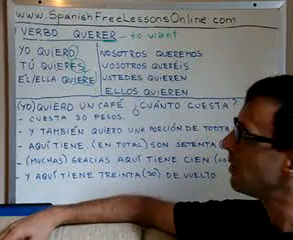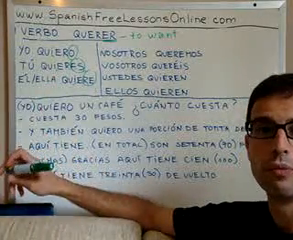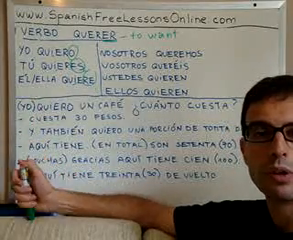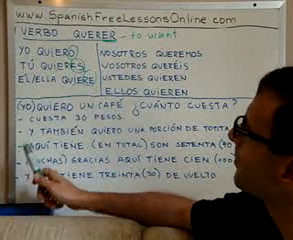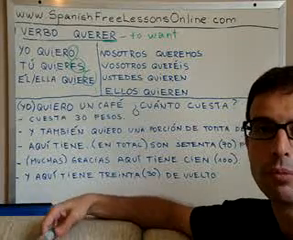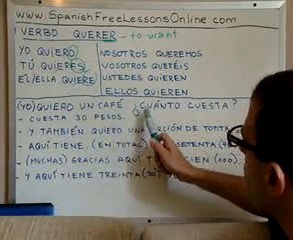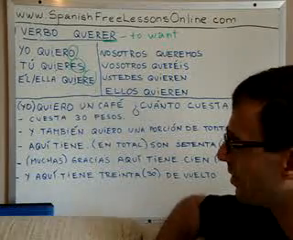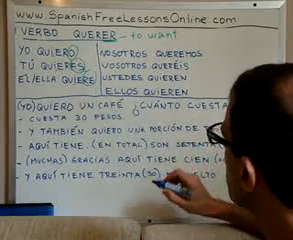So let's try to see some examples of how we use the verb querer, the verb to want. Here, imagine we are going into a coffee shop and we tell the waiter or the salesman, first we say hola, or buen día, good morning. Quiero un café. ¿Cuánto cuesta? Actually, we should add the word por favor. That means please. Let's add por favor.